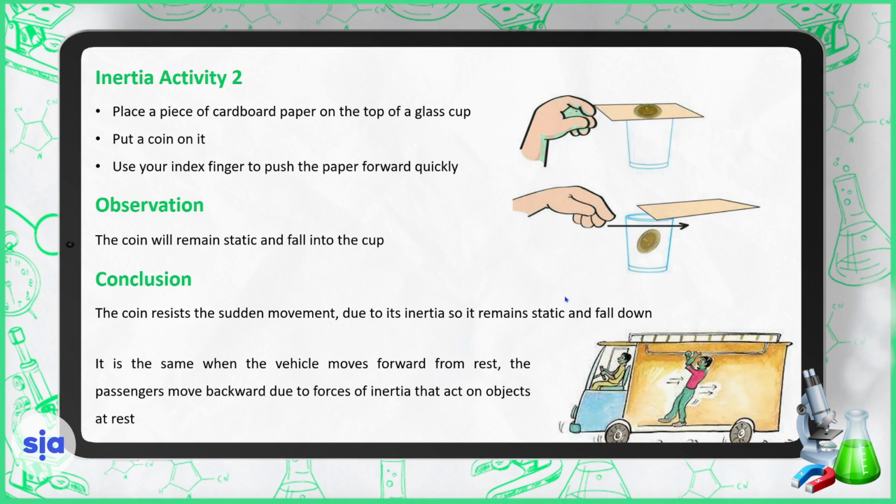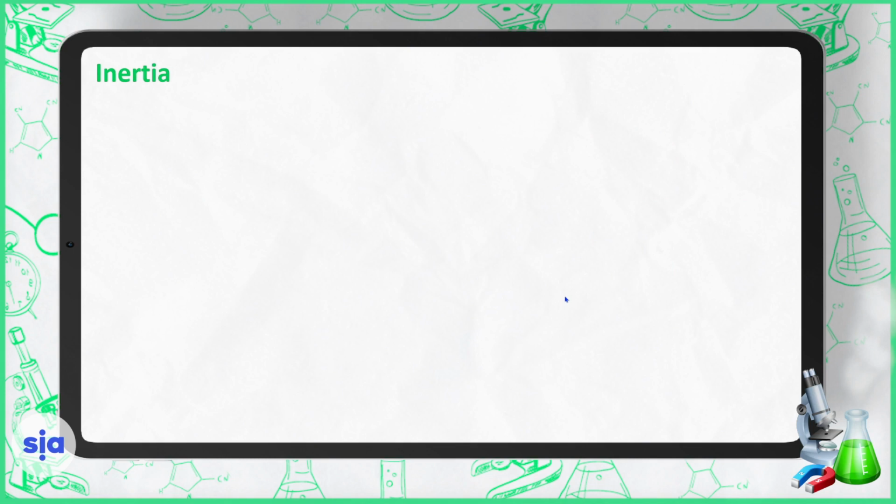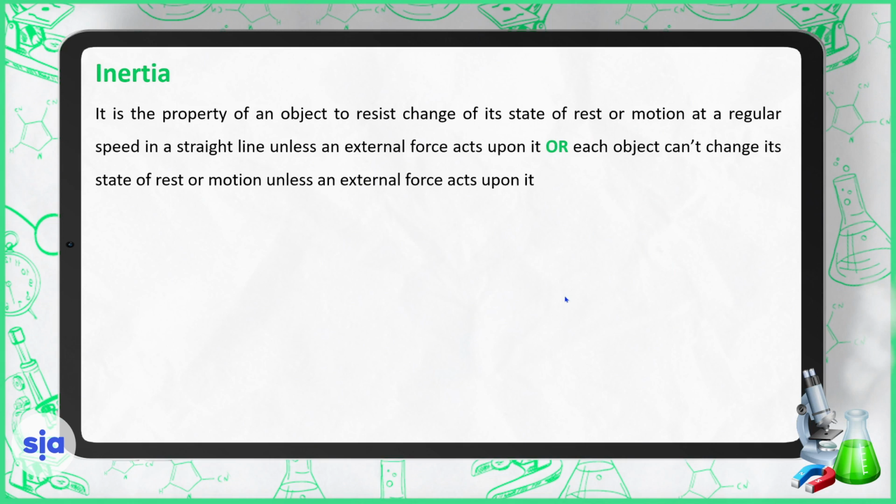And this is the same when the vehicle moves forward from rest and the passengers move backward due to forces of inertia that act on objects at rest. What is inertia? How can we define inertia? Inertia is the property of an object to resist change of its state of rest or motion at a regular speed in a straight line unless an external force acts upon it.